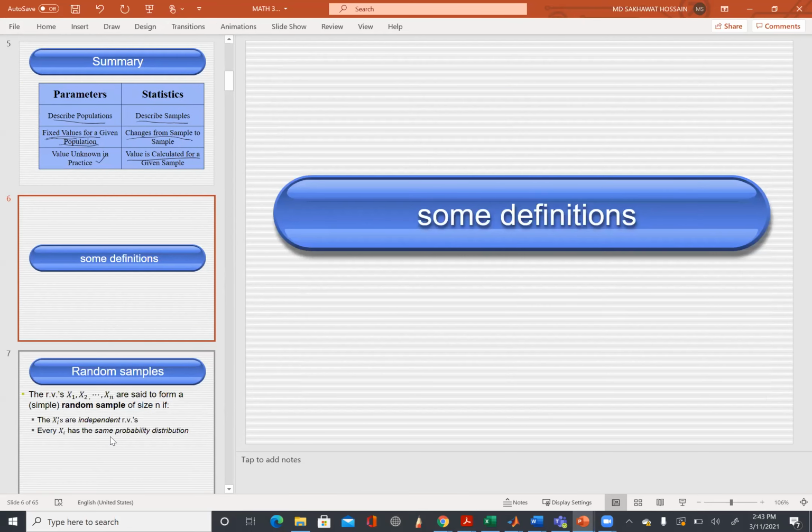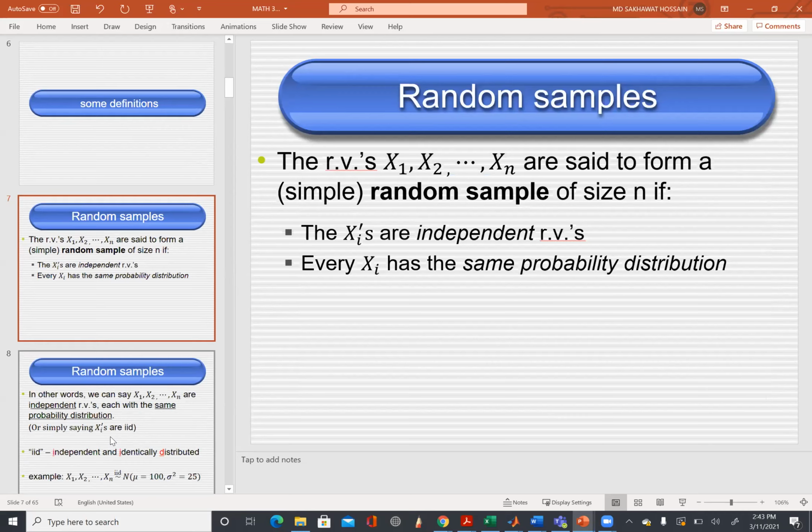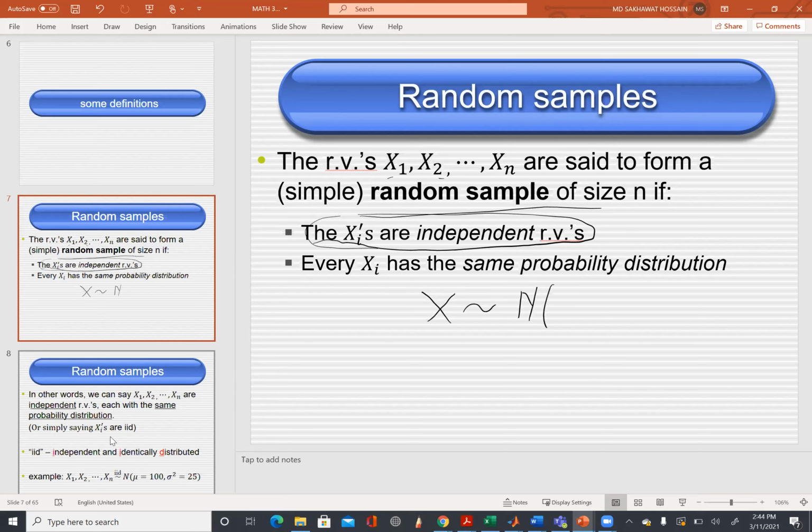So now we'll discuss some definitions. The first one is random samples. We have random variables x1, x2, up to xn. They are said to form a random sample of size n if the xi's are independent random variables and every xi has the same probability distribution. For example, x is a random variable with a normal distribution with mean mu and variance sigma square.